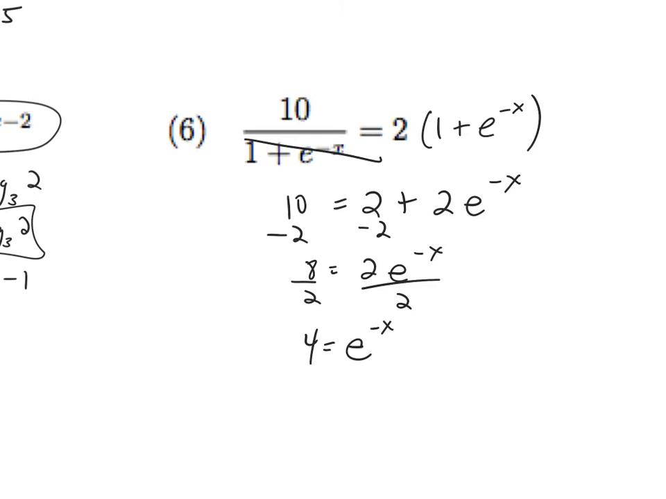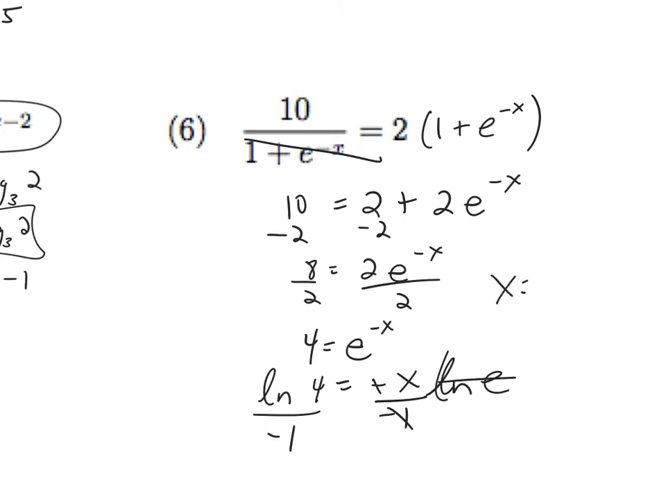Take the natural log of both sides. Natural log of 4 equals negative x natural log of e. Whenever you take the natural log of e, that is equal to 1. So that pretty much cancels that out. And now I just need to make x positive. So in my calculator, I'm going to say negative natural log of 4. It is approximately negative 1.386. That one was really nice to us compared to the other ones.